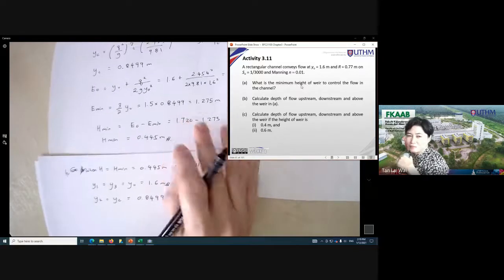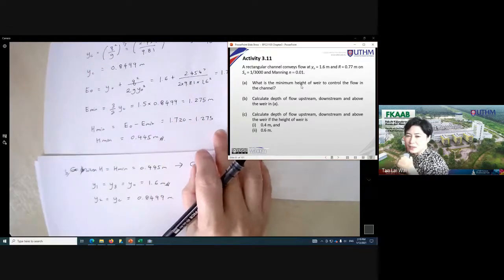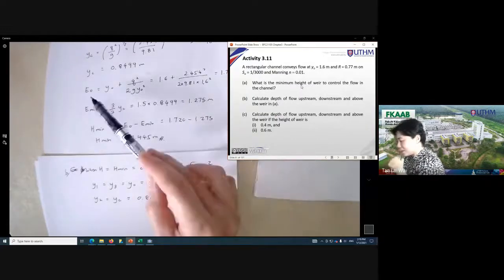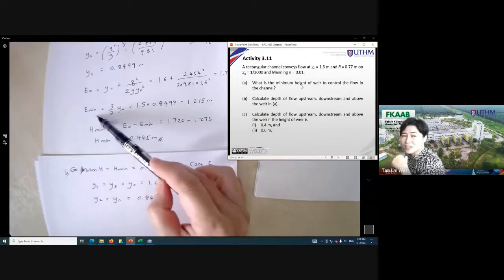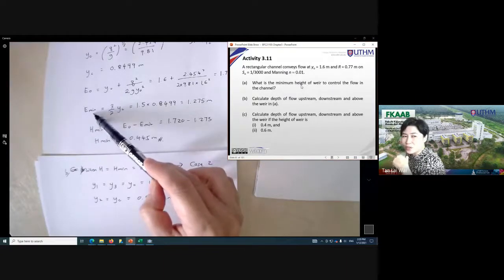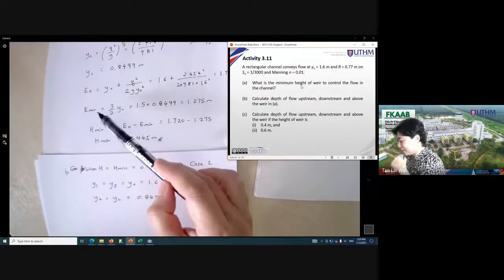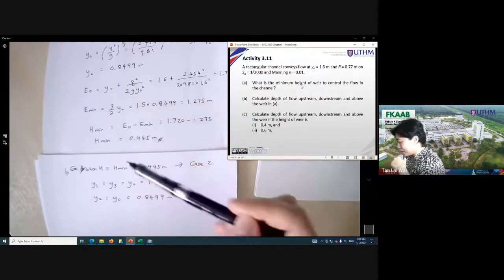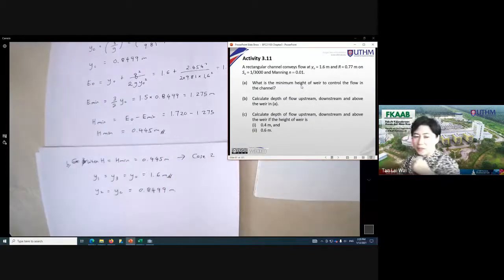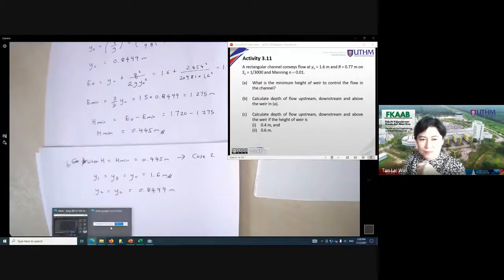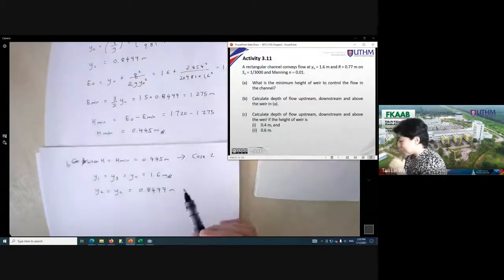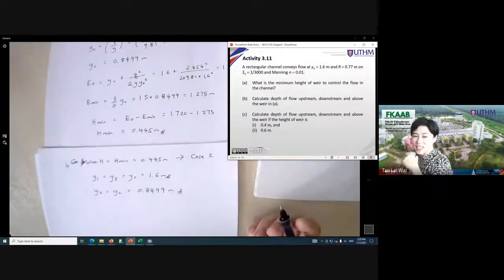You can check your answer, roughly. E min should be less than E naught because it's the minimum specific energy. It is the least specific energy, so it won't be greater than E naught. That is one. What else? Later I'll tell you some other tips. Okay then, so that's it. You have solved for B.